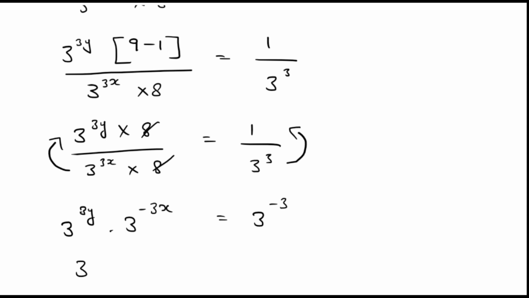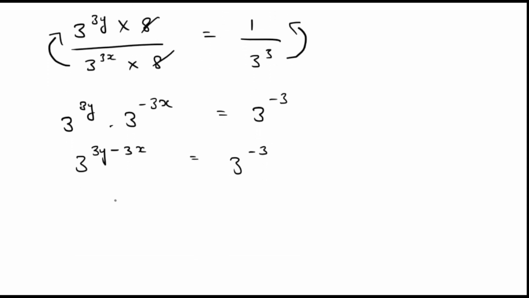So since the base is same, the powers can be added. This will become 3 to the power 3y minus 3x is equal to 3 to the power minus 3. Now here I am taking 3 common outside in the power. So you will get 3 to the power 3 into (y minus x) is equal to 3 to the power minus 3. Now here both the sides, the base are same and it is equal to each other.